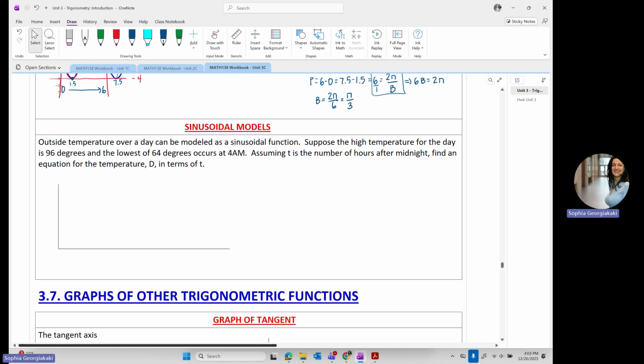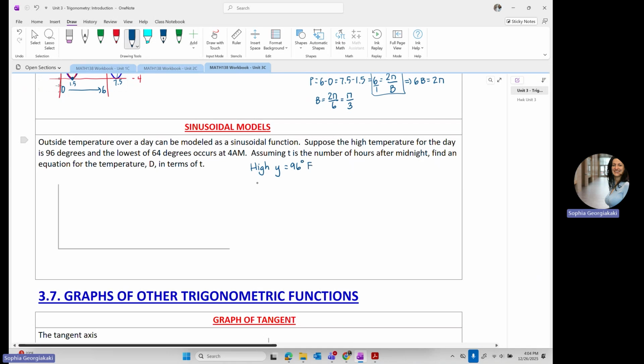And our last one is actually a word problem. And we want to see if we can translate this word problem to a sinusoidal graph, which is a sine or a cosine curve, and then write the equation. So outside temperature over a day can be modeled as a sinusoidal function. The high temperature, that's the highest y, will be 96 degrees, assuming this is Fahrenheit.